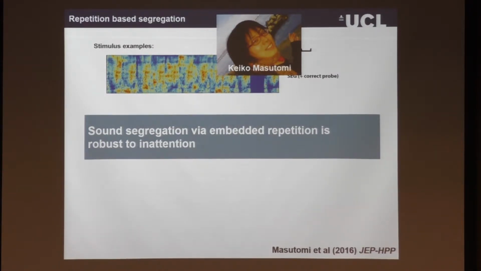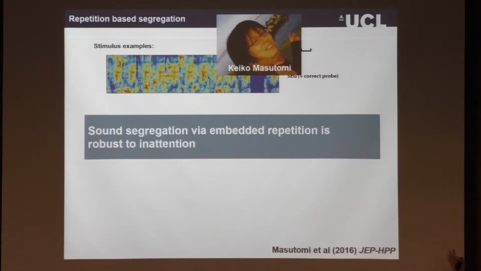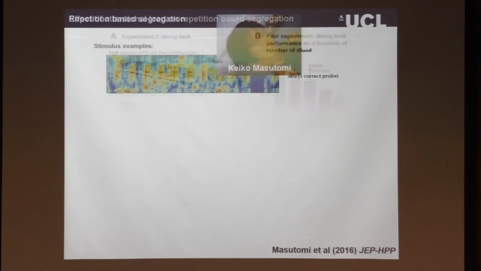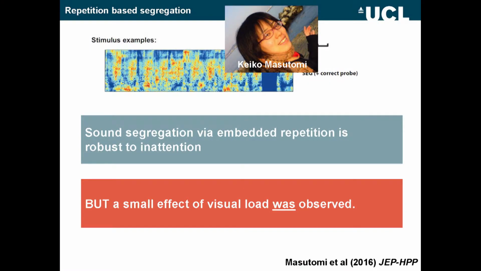repetition-based segregation is minimally affected by inattention, or robust to inattention. But that was because the differences were small, but technically we did see a small effect of visual load, suggesting that possibly there is a sort of an interaction in processing resources.